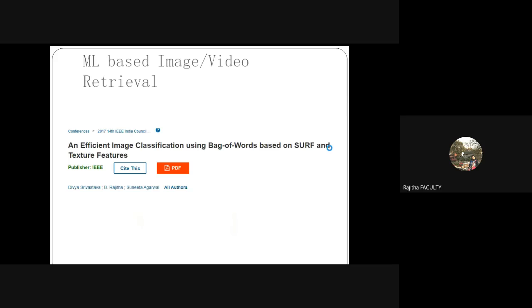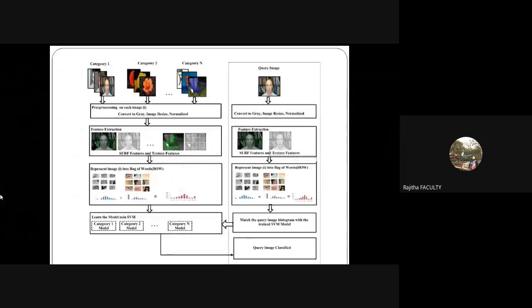Whatever approach you have chosen, accordingly the results will vary for classification, right? Let's see one approach which one of my students has done on this particular topic, one paper. You can see here: an efficient image classification using bag of words on SURF texture features. It is the same approach, with the ML technique only. I didn't apply a deep learning technique in this paper. If you see, I have category 1, category 2, category 3, with multiple images in each.